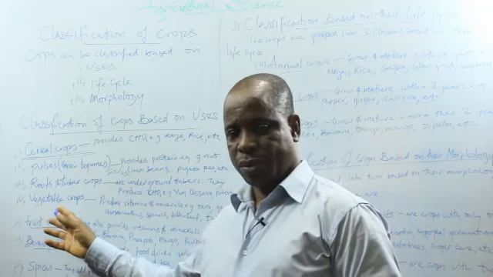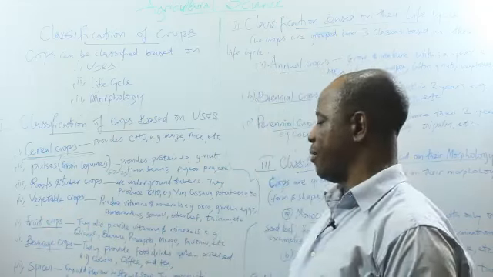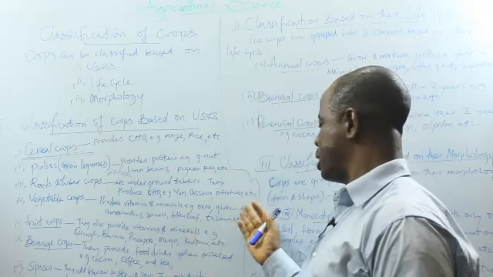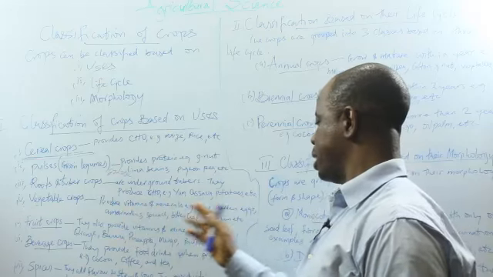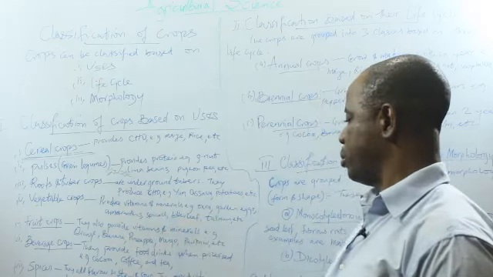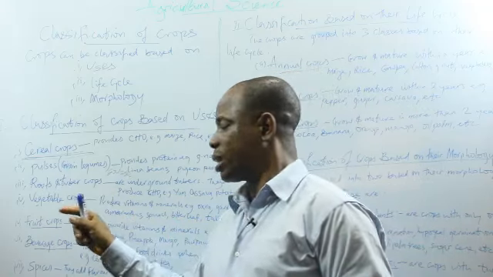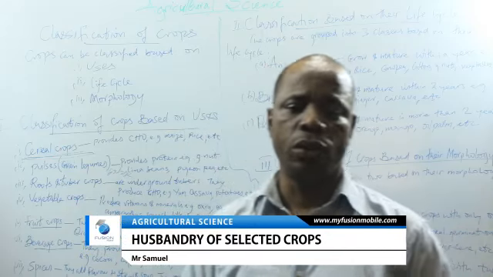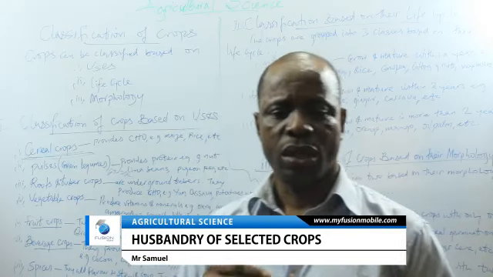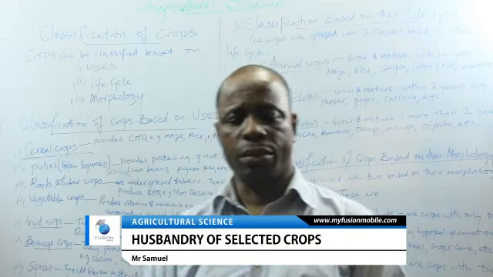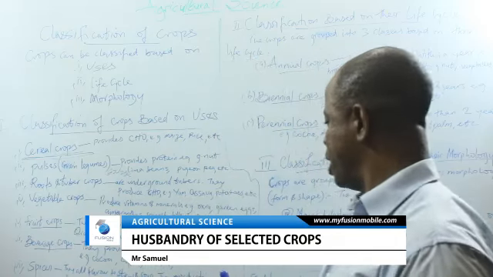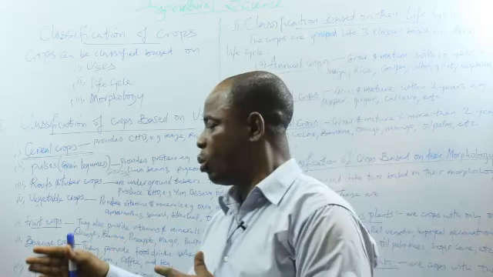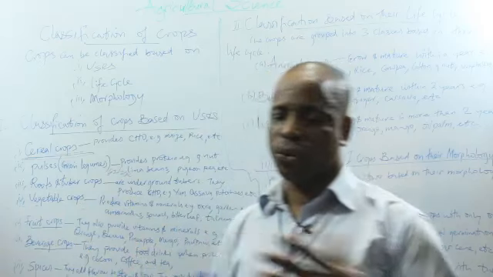Then we have the vegetable crops. The vegetable crops are crops that give us vitamins and minerals. Examples of them are okra, garden egg, amaranth, spinach, Talinum. But these vegetable crops can also be broken into two. We have the leafy vegetable crops, and we have the fruit vegetable crops. Most of them are annual crops.